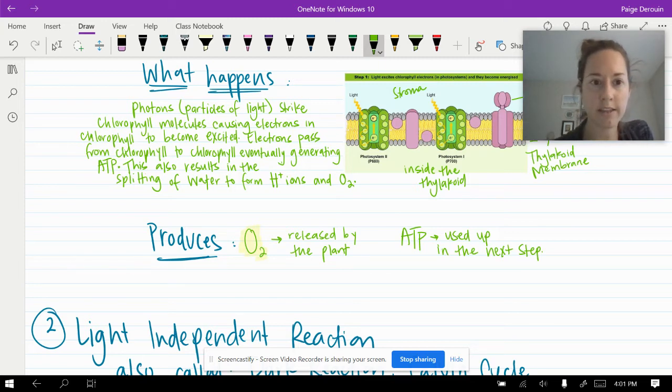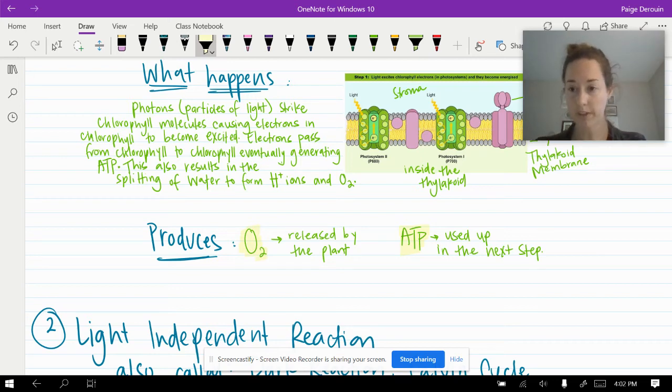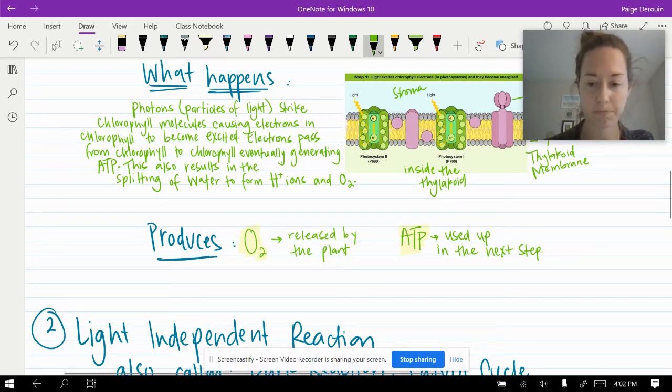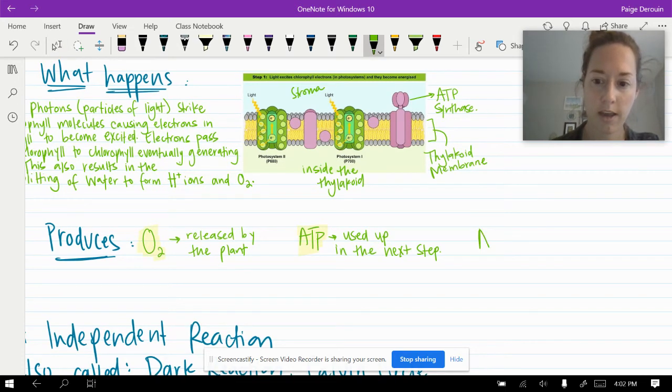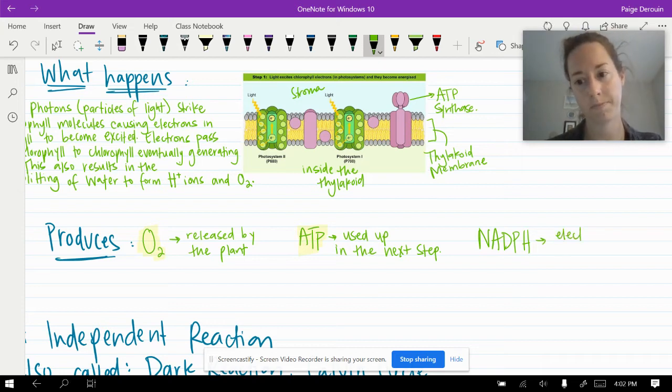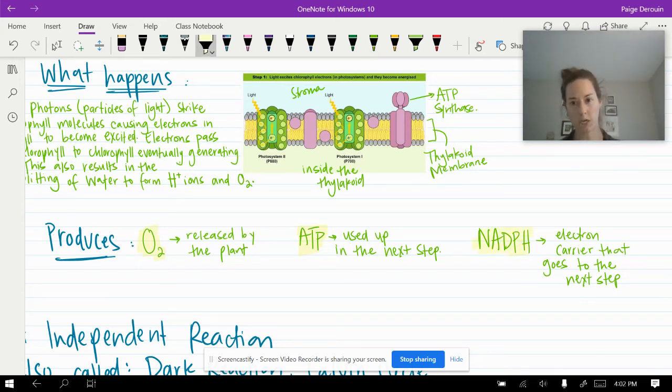One other thing is created, and this was in your case study, so I'm still going to mention it. It's an electron carrier molecule that's called NADPH. I'm going to come over here and say NADPH, which is an electron carrier that goes to the next step. So we've created these three things from the water and the light that we started with.